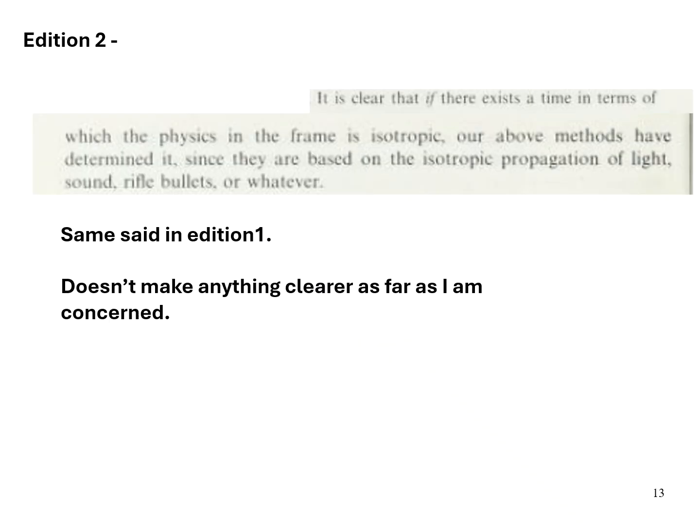So edition 2 continues. It is clear that if there exists a time in terms of which the physics in the frame is isotropic, our above methods have determined it, since they are based on the isotropic propagation of light, sound, rifle bullets, or whatever. The same thing said in edition 1, and it still doesn't make anything clearer as far as I'm concerned.